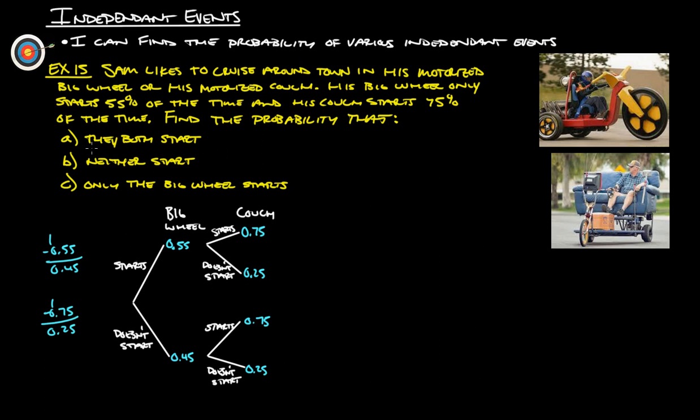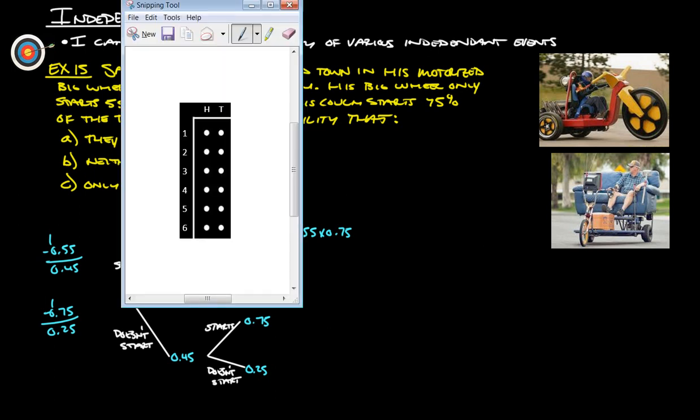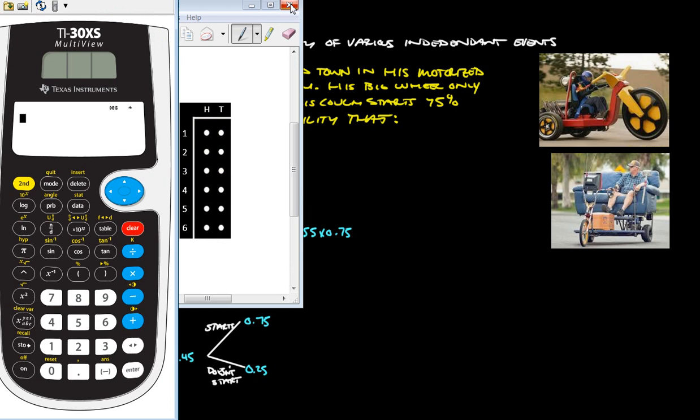So what's the probability that they both start? Here we go, we've got start and start. That's these two. So that's 0.55 times 0.75, right? So they both start. Multiply that out. Nope, that's not it. That's this.